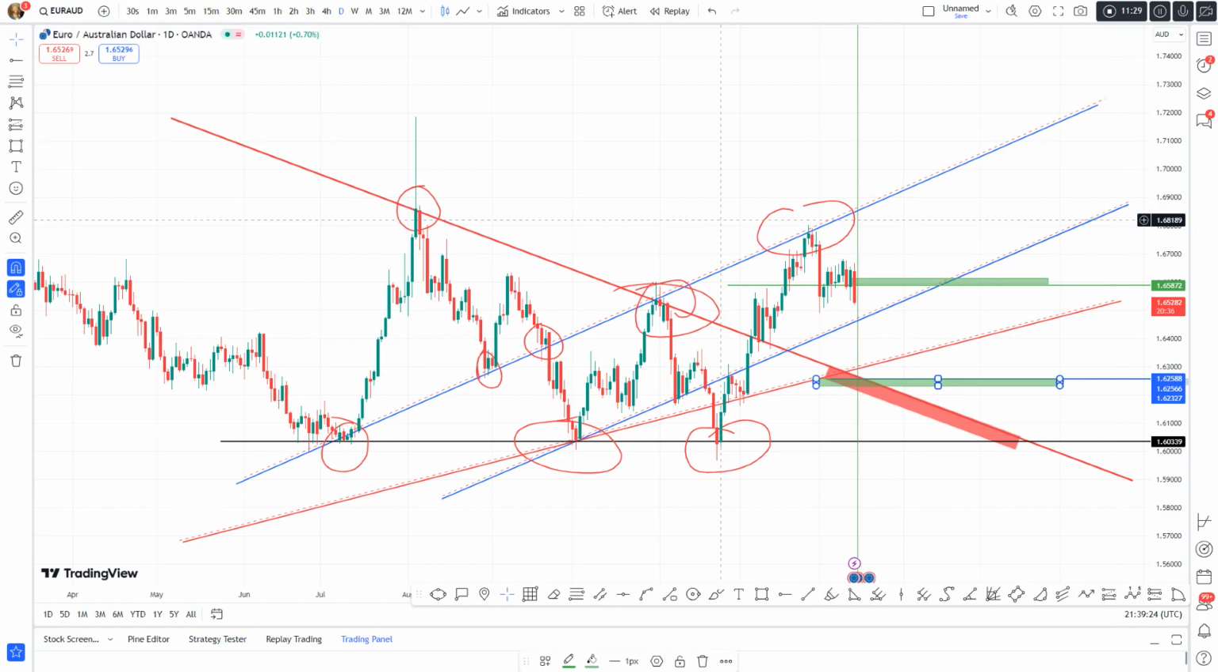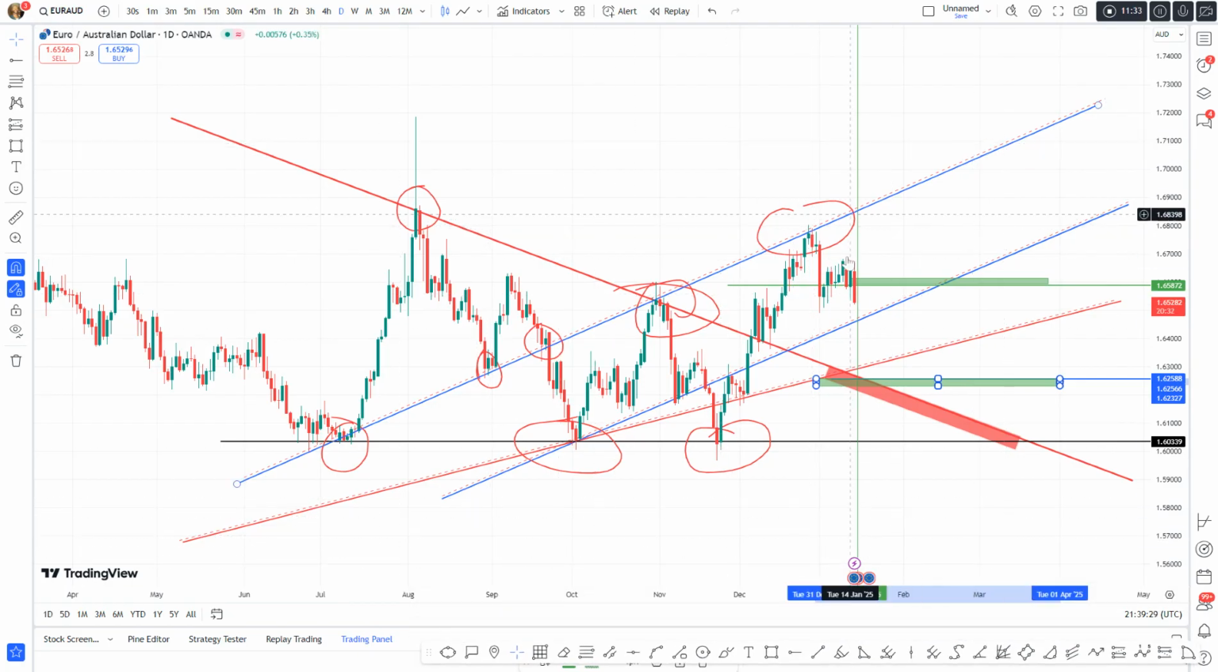And you can see the value drop from the month of December. Price dropped from 1.67 and today we have it at 1.65. So I believe that the Australian economy will continue to strengthen against the euro currency. So this is what I see. We're going to have a continuous drop.